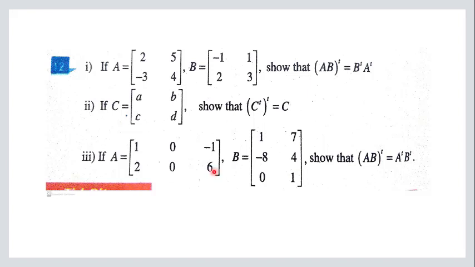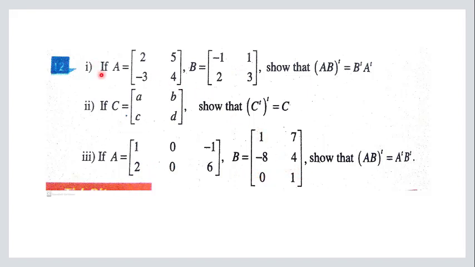Now coming to question number 12. In question number 12 we have three parts. We have three further questions. The first question is A matrix is this, B is this. Show that (AB) transpose is equal to B transpose A transpose. Now this part 1 is just like part 3 of this question. I will only solve this part 1 for you. Part 3 you need to solve it yourself.